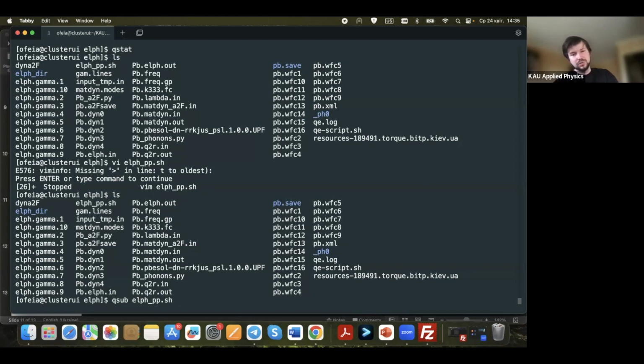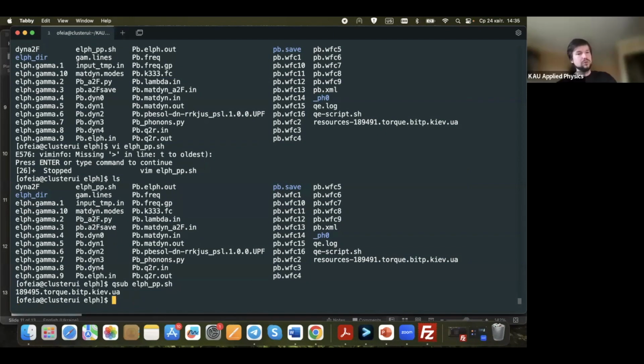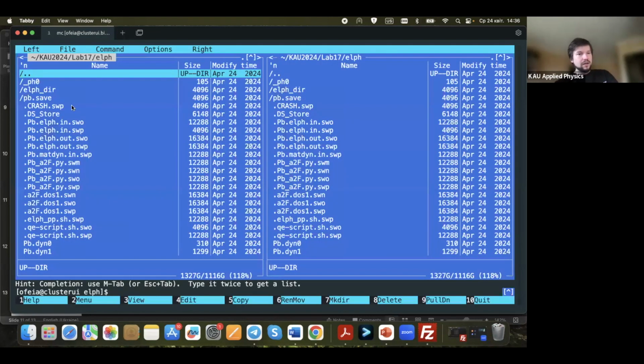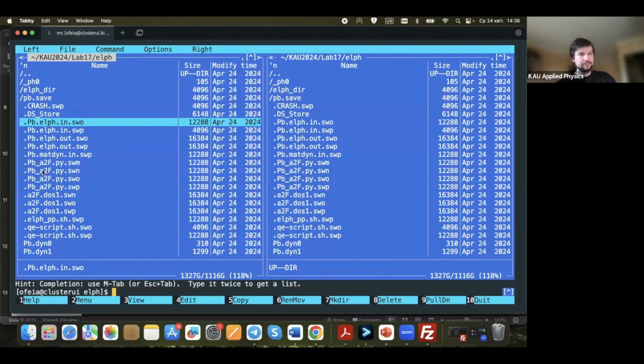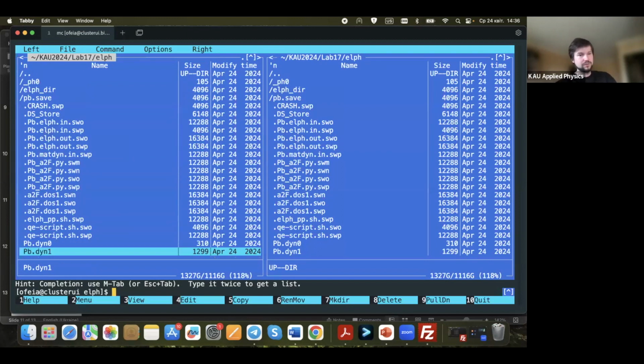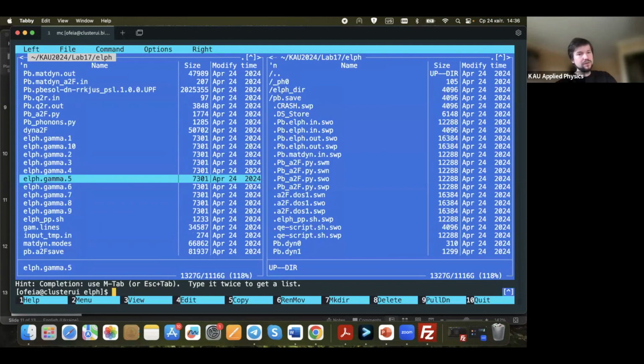Okay, you had to make this q to r and then matdyn. Yes, yes. I'm doing this matdyn thing. And now what is here? A lot of files.